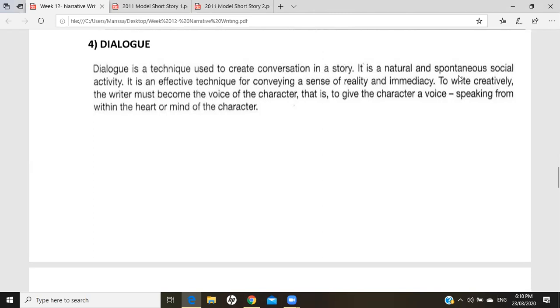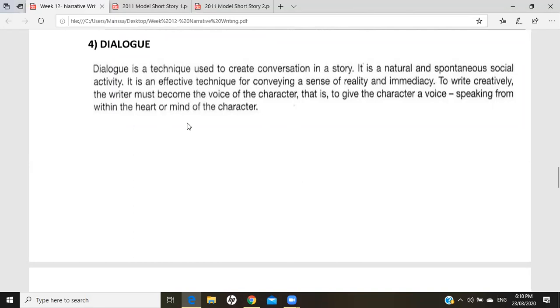So it is a natural and spontaneous social activity, which is true. We could just talk naturally or spontaneously, and we do it in social settings. So it is an effective technique for conveying a sense of reality and even immediacy. So reality in that, yes, you actually believe in the story because you know that they are talking and dialogue exists in real situations. And immediacy because if you want to make this story go along faster, maybe you could have conversations that could actually help to propel your plot or carry on the plot. Because what the character is saying contributes to the overall climax or the rise in action of the story.